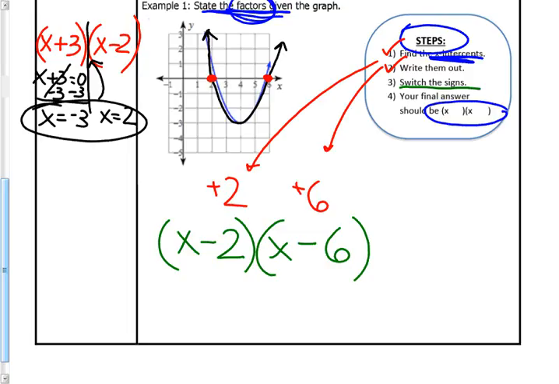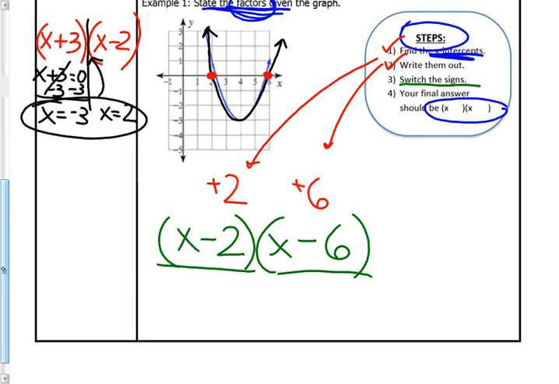So if my solutions are positive 2 and positive 6, my factors are going to be x minus 2 and x minus 6, because all I'm doing is switching their signs, okay? And factors look like this, where they have the parentheses with the x plus, x minus, and so forth. So we're going to do a couple more and make sure we got this, okay?